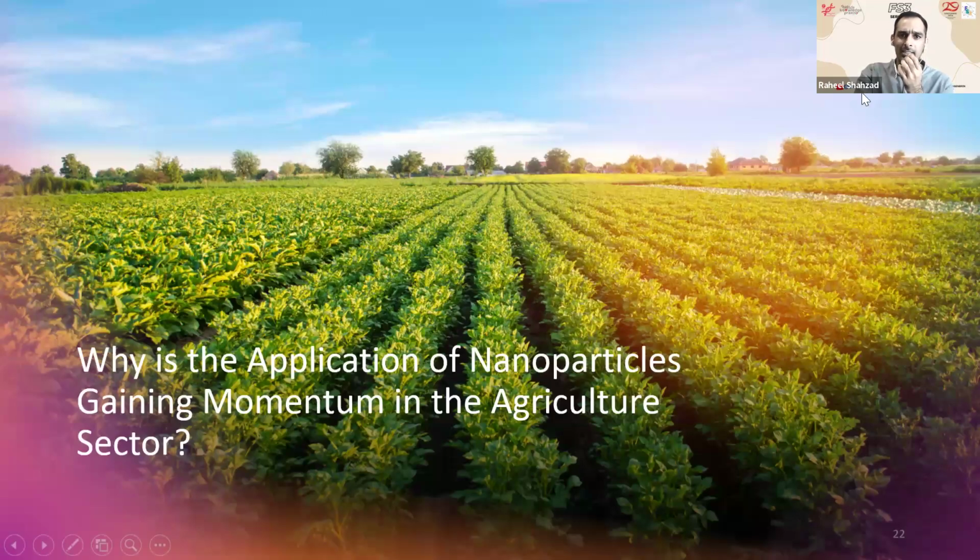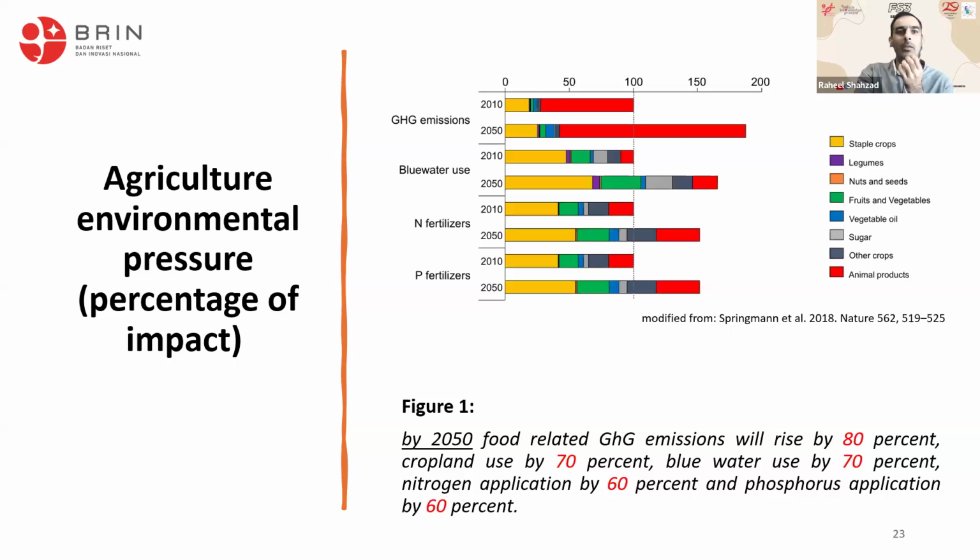Why is the application of nanoparticles gaining momentum in the agriculture sector? Of course, because of the environmental pressure on agriculture. So there is a report. Okay, I have enough time. So yeah, there is a huge environmental pressure on agriculture.